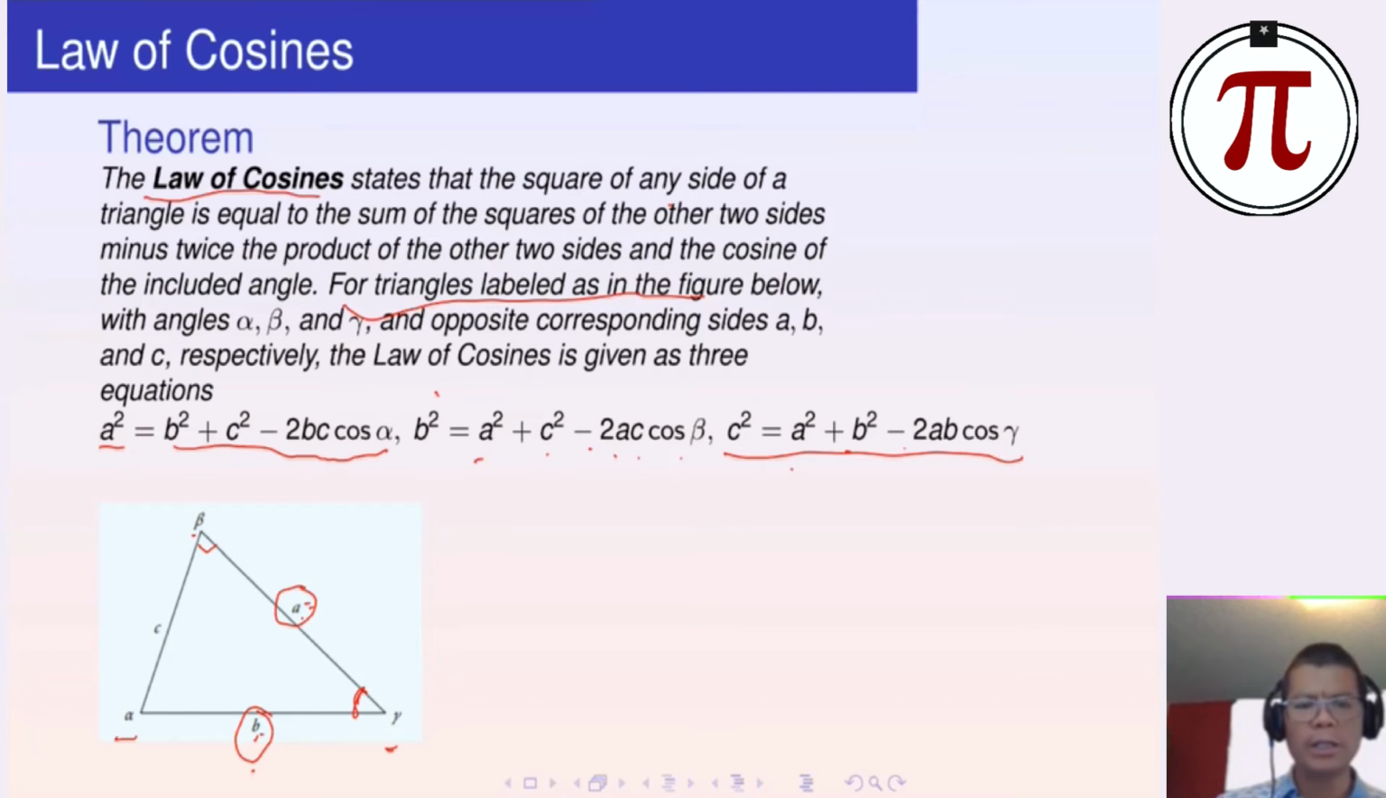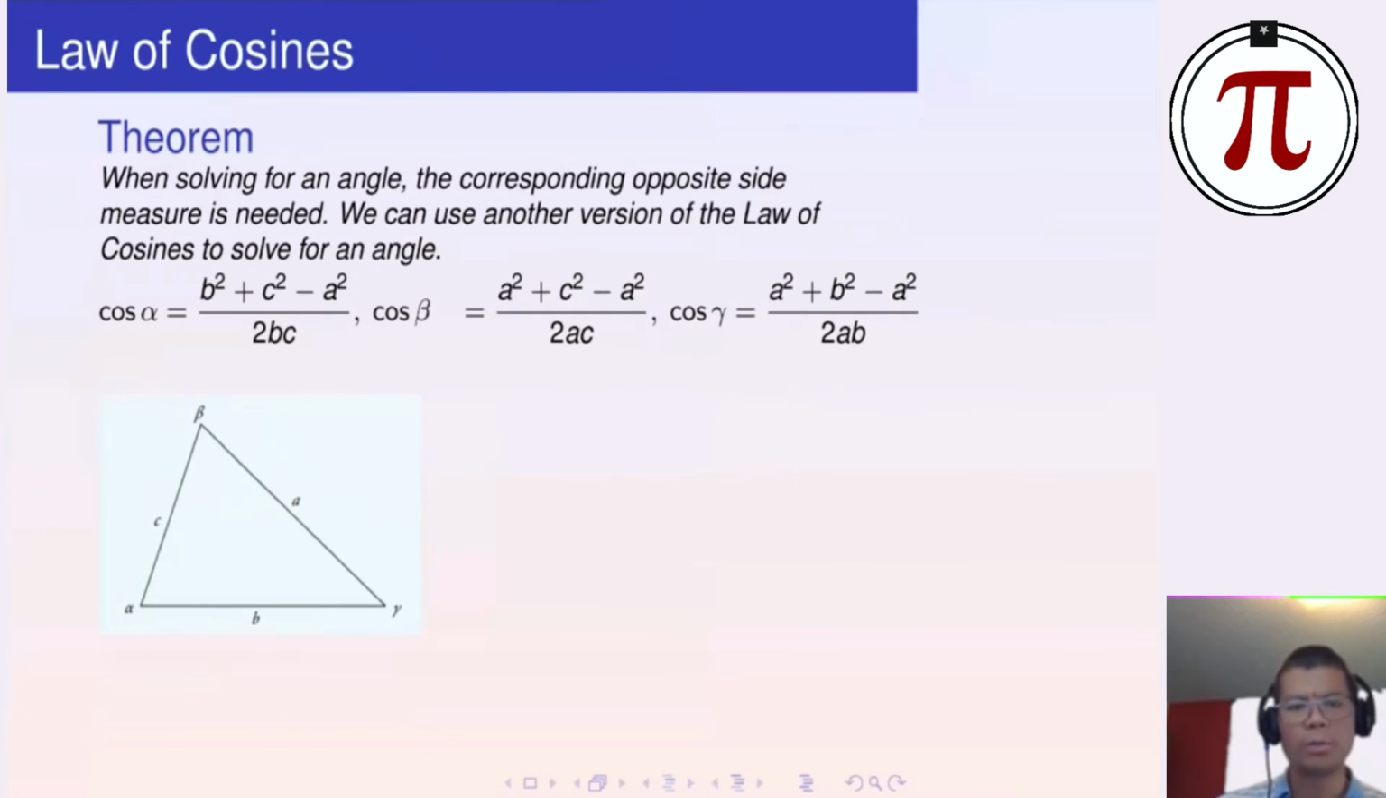Now another one is given the three sides, we can also use the law of cosines to determine the cosine value of alpha of any triangle. So this is another way to state the law of cosines, which is if the three sides are given, we can determine the cosine of the angles. That's what we mean by the second part of the law of cosines.